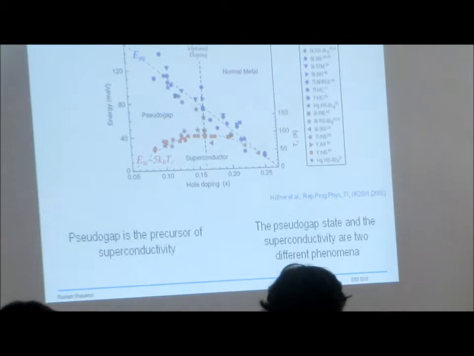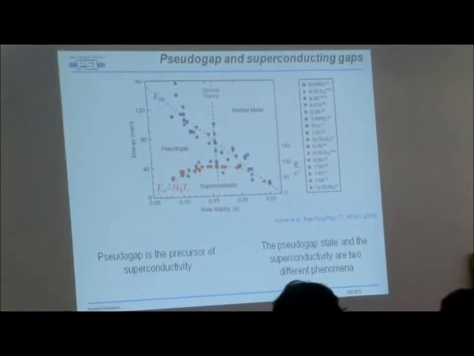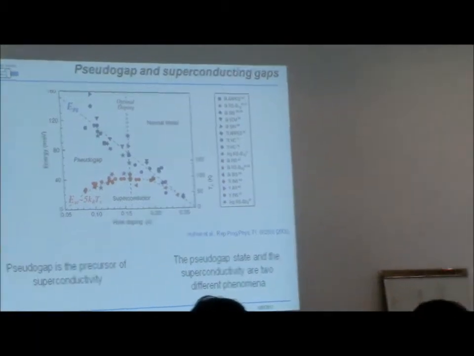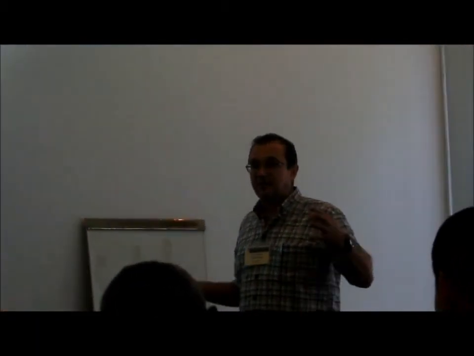There are two scenarios which are still discussed in the literature about what the silver gap is doing. Either it is a precursor of superconductivity, or the silver gap and the superconducting gap are just two distinct phenomena. So we actually did ARPES and muSR experiments on the same samples, and we were trying to combine the angular-integrated quantities which we obtained from the ARPES experiment with the angular results.